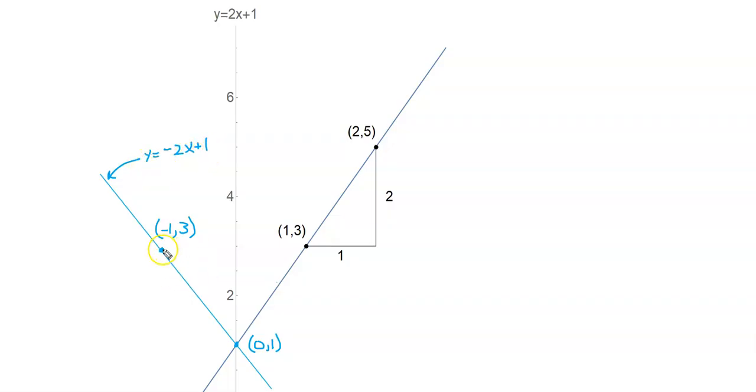And notice if we're sitting at the point (-1, 3), if we move over 1 unit in the x direction, then we have to move down 2 units in the y direction to get back on the line again. So this would be negative 2 here. And so our slope is rise over run, negative 2 divided by 1, or negative 2. And so that's how we interpret a negative slope.